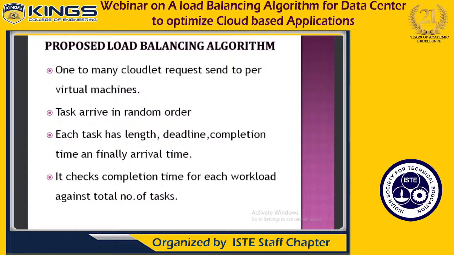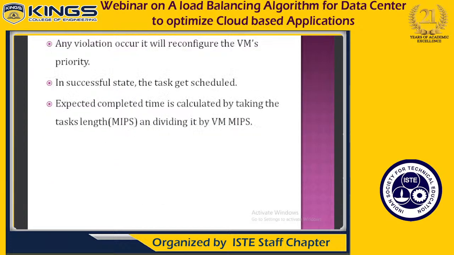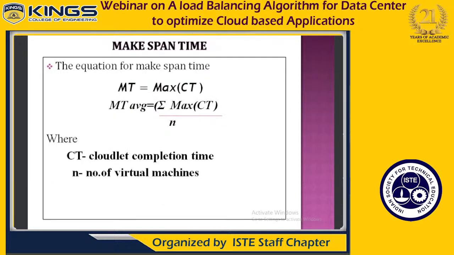Usually the expected completion time is calculated by taking the task length of each task, in million instructions per second, and dividing it by the virtual machine MIPS. So by using this, we can easily calculate our expected completion time and then find out whether our completion time exceeds our deadline or not.